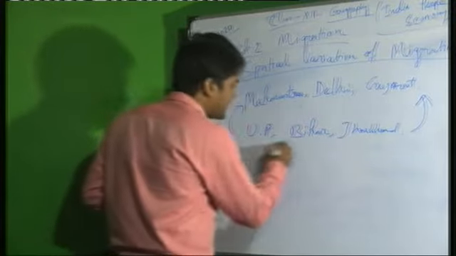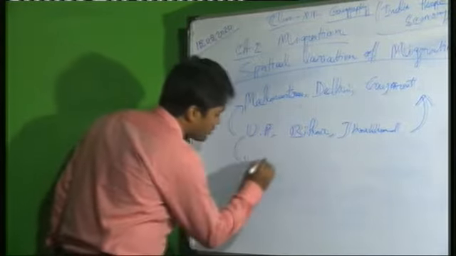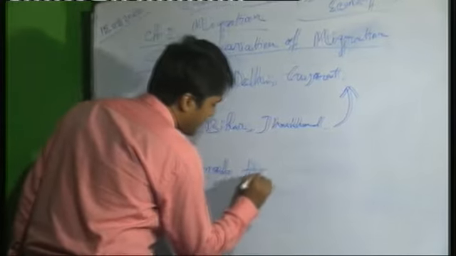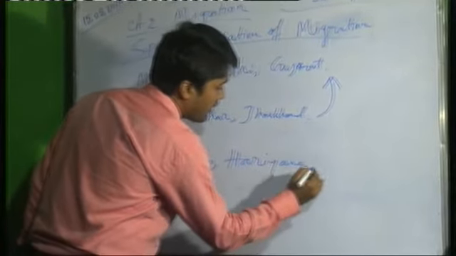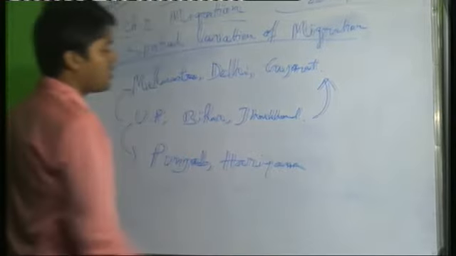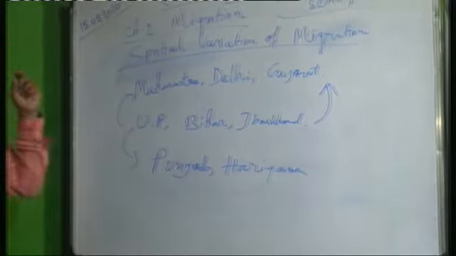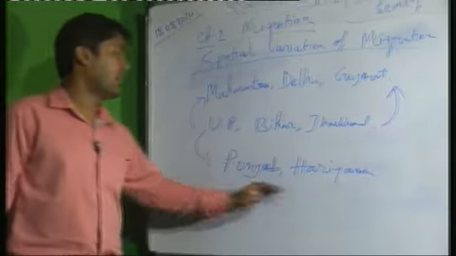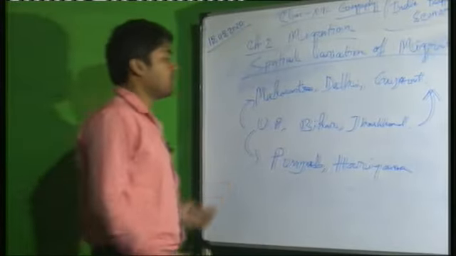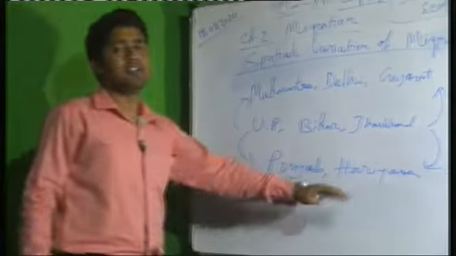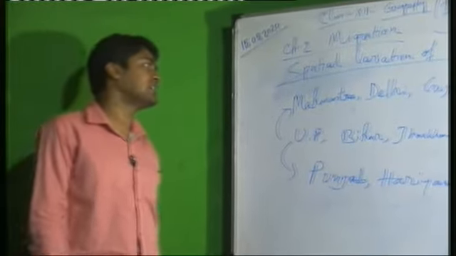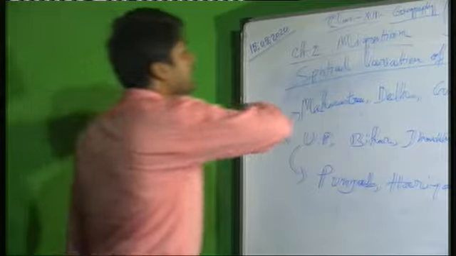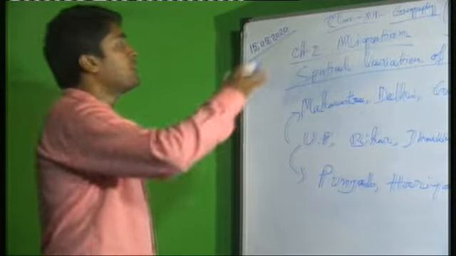And also from UP and Bihar, some people shifted to Punjab and Haryana. Why? Because Punjab, Haryana and Western Uttar Pradesh have remarkable development in agricultural work. Commercial farming is done in those areas. So they also shifted as agricultural laborers to those states. So this is the spatial variation of migration all over the country. And this migration took place within the country.